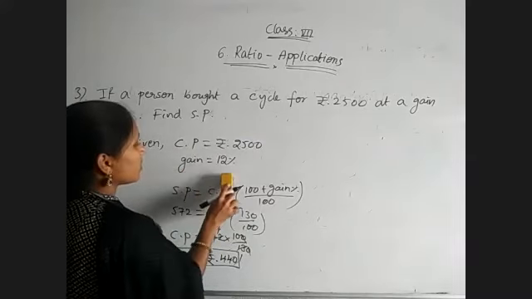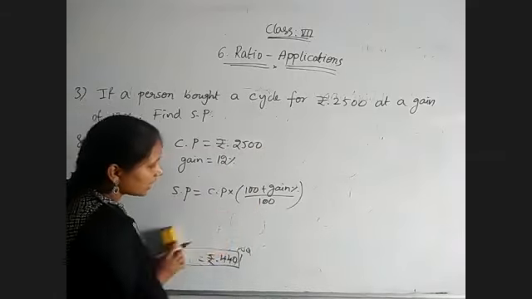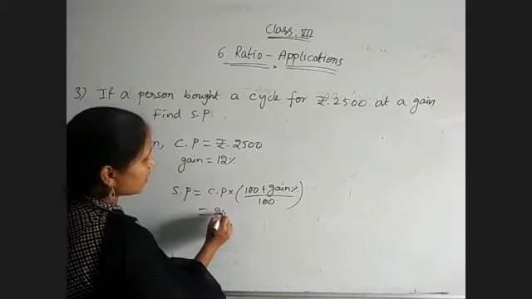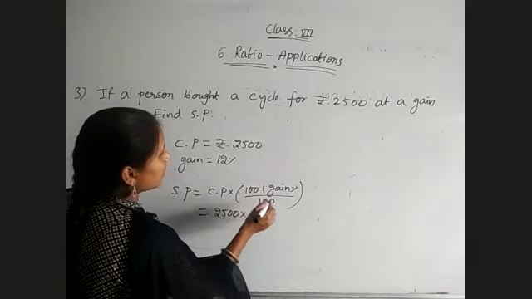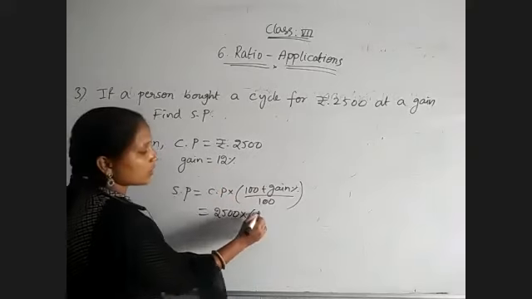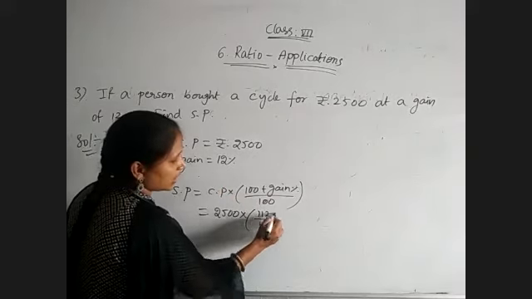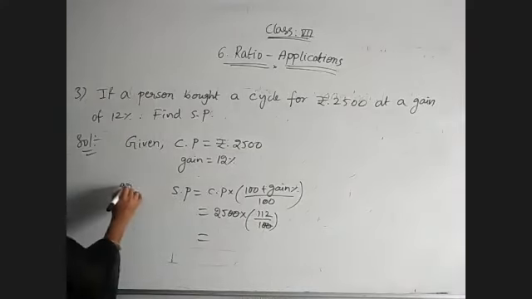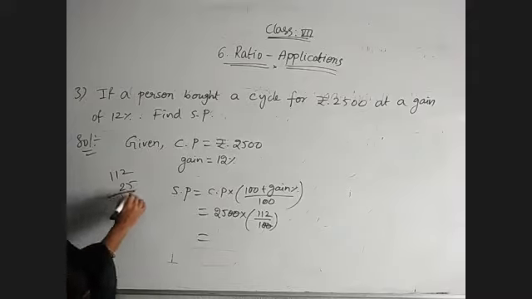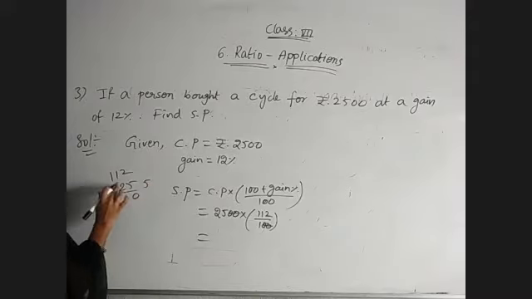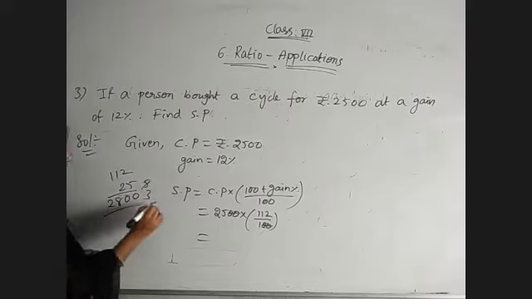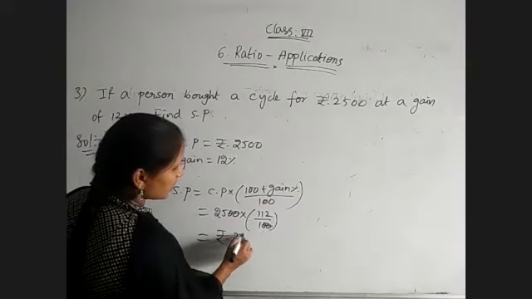So SP is equal to CP into 100 plus gain percent by 100. That is nothing but CP of the cycle, 2500 rupees, into 100 plus gain percent, 100 plus 12, that is 112 by 100. Two zeros will get cancelled. So 25 into 112 we must find. 25 twos are 50. 25 ones are 25. 25 plus 5 is 30. 25 ones are 25, 25 plus 3 is 28. 2,800 rupees will be the SP of this cycle.